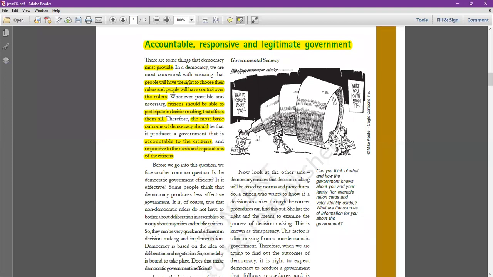These are all the important factors or components for a democracy: accountability of the government, responsiveness of the government, and legitimacy of the government in a democracy.